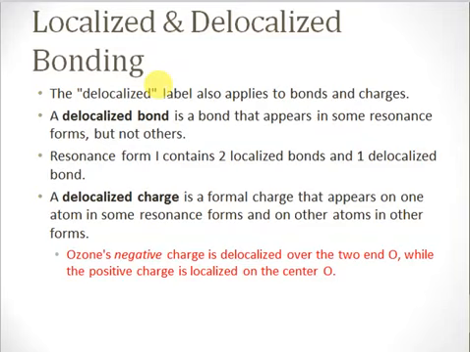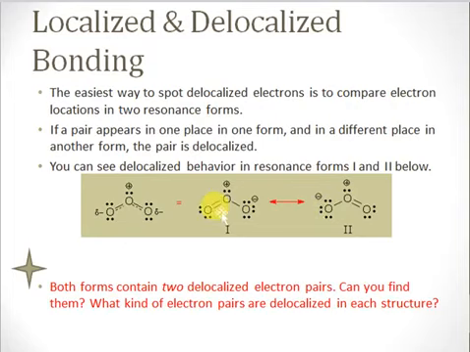If you just see the previous slide here, you can see this bond, which is different in one structure and is not present here, right? So it means this bond is delocalized. Similarly, this charge is present in this structure, but in this structure it is not present, right? It means this formal charge is also delocalized, right? So electrons can be delocalized, a bond can be delocalized, and a charge can also be delocalized.